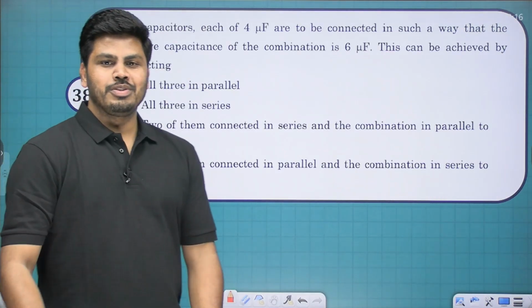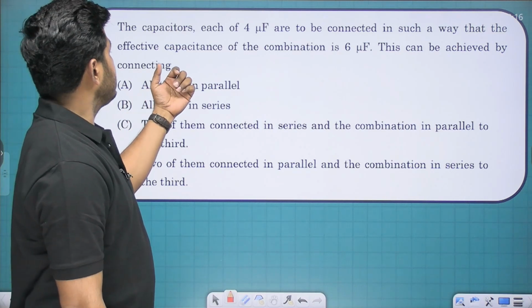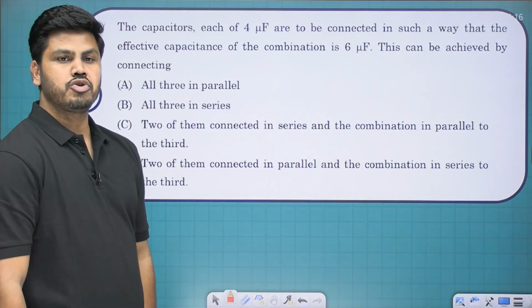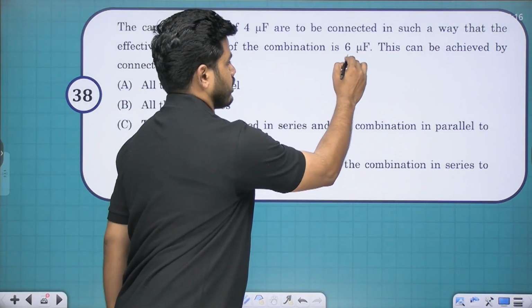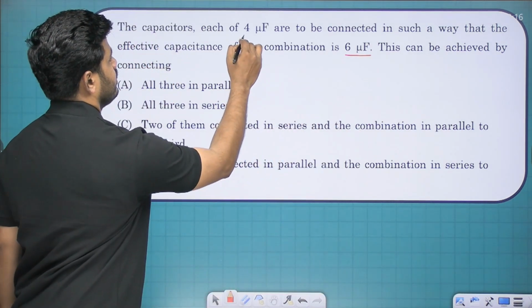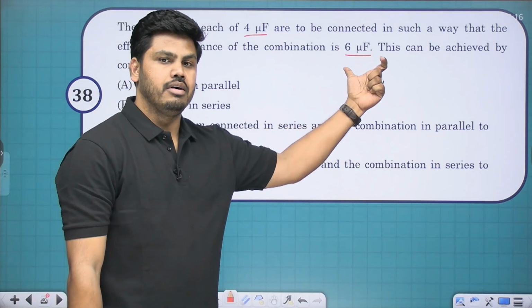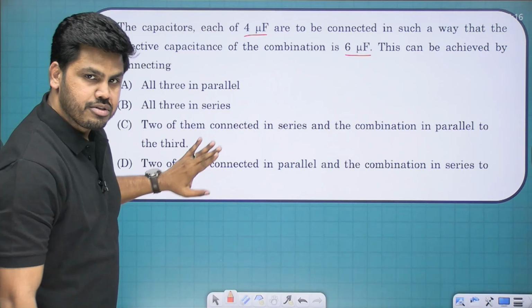Now, moving on to the next one, 38. Capacitors each of 4 microfarad are to be connected in such a way that the effective capacitance of the combination is 6 microfarad. Yes, 6 microfarad should be the effective. You can connect 4 microfarad capacitors. How will you get this by combining them? So let us check the options, that is better.